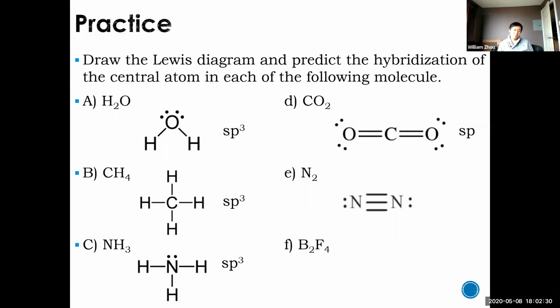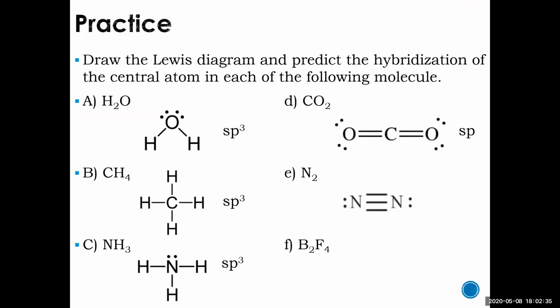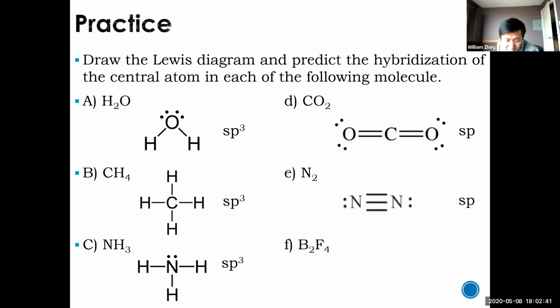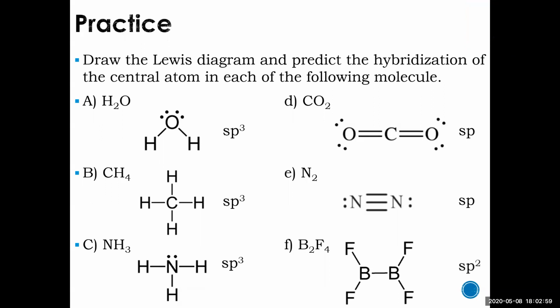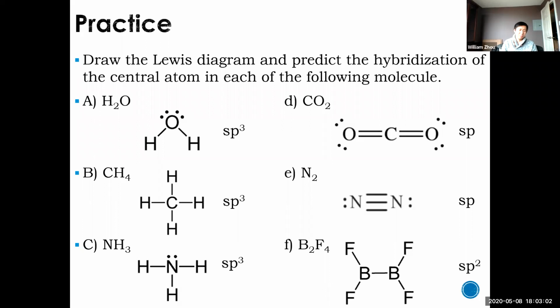Okay, nitrogen, N2, there's a triple bond there. So the hybridization is sp. Again, the nitrogen has 2 things sticking out of it. One is the lone pair, and the other is the other nitrogen. So sp. And the last one, B2F4, it looks like that. The boron has a hybridization of sp2, because it's got 3 bonds, 2 with F and 1 with the other B, so you need 3 orbitals for that, so sp2.